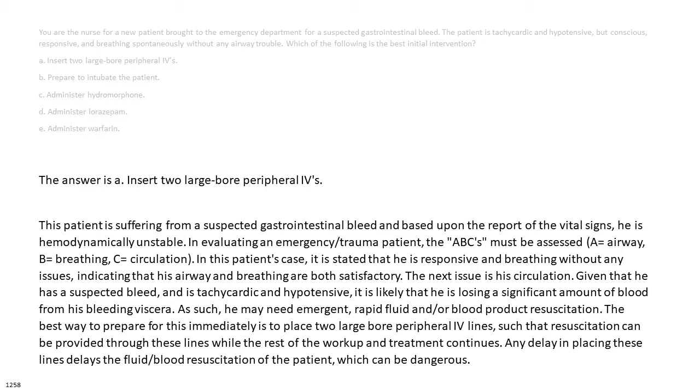The next issue is his circulation. Given that he has a suspected bleed, and is tachycardic and hypotensive, it is likely that he is losing a significant amount of blood from his bleeding viscera. As such, he may need emergent, rapid fluid and/or blood product resuscitation. The best way to prepare for this immediately is to place 2 large bore peripheral IV lines, such that resuscitation can be provided through these lines while the rest of the workup and treatment continues. Any delay in placing these lines delays the fluid, blood resuscitation of the patient, which can be dangerous.